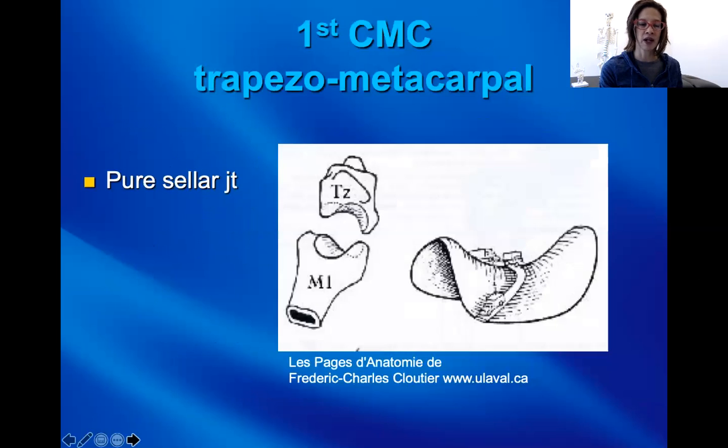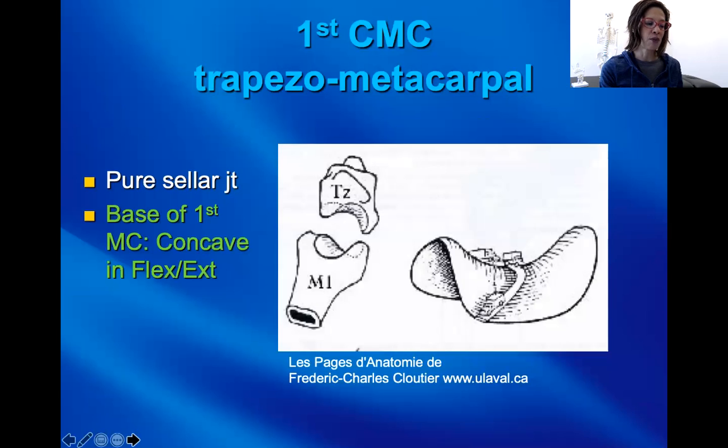The first carpometacarpal or trapeziometacarpal is a pure sellar joint, and the base of the first metacarpal is concave in the flexion extension direction, and the base of the first metacarpal is convex in the adduction.